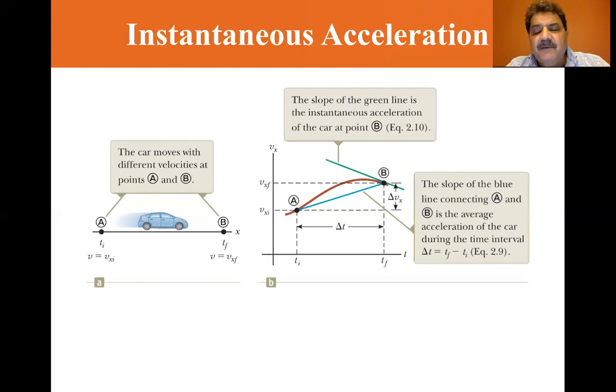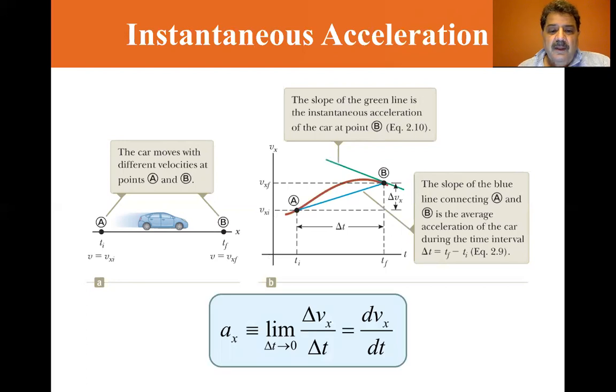Instantaneous acceleration is the limit of average acceleration as delta t approaches 0, analogous to the definition of instantaneous velocity. In figure A, imagine point A is brought closer to point B. Take the limit of delta vx divided by delta t as delta t approaches 0, and you get the instantaneous acceleration at point B. So ax is the limit as delta t approaches 0 of delta vx over delta t, which is dvx over dt in calculus notation.